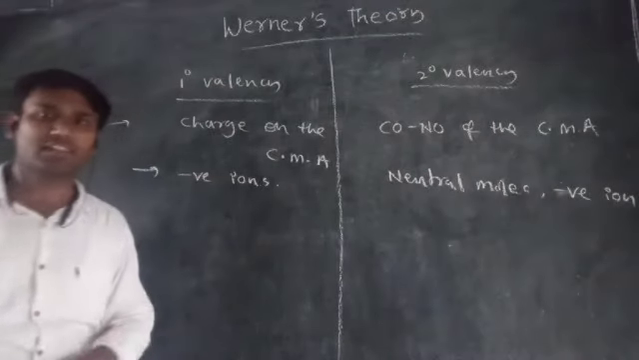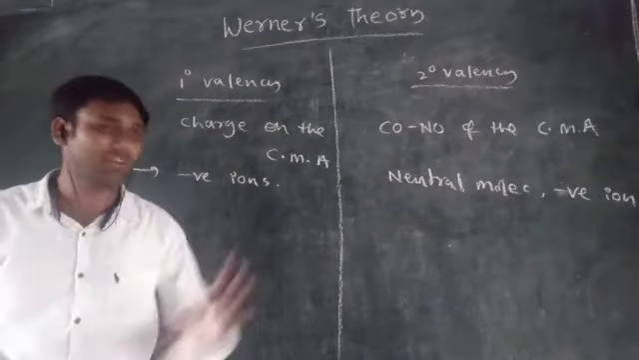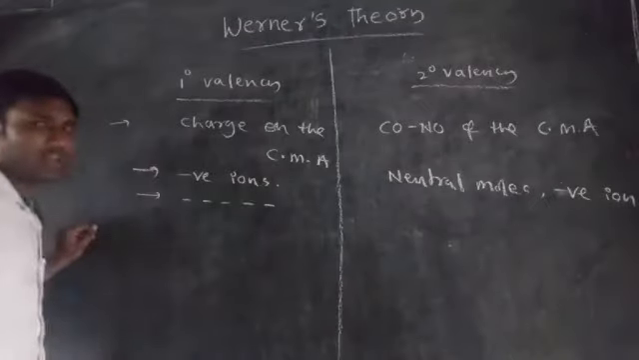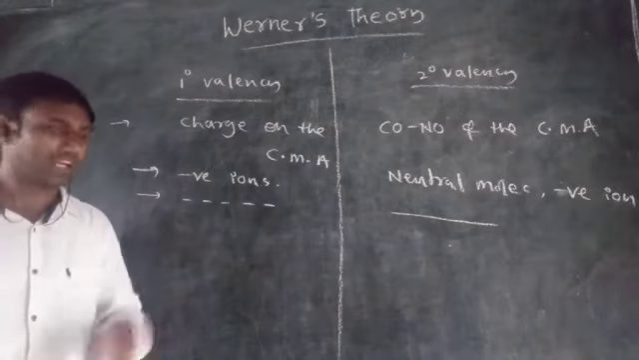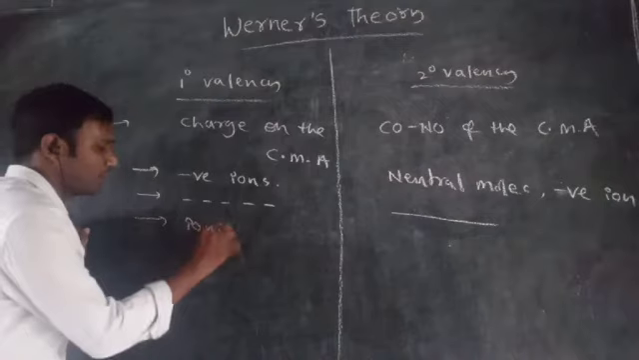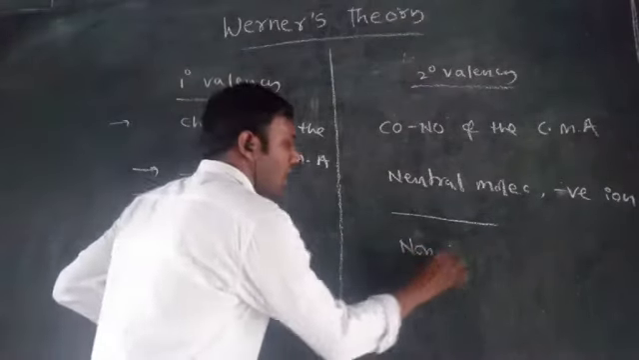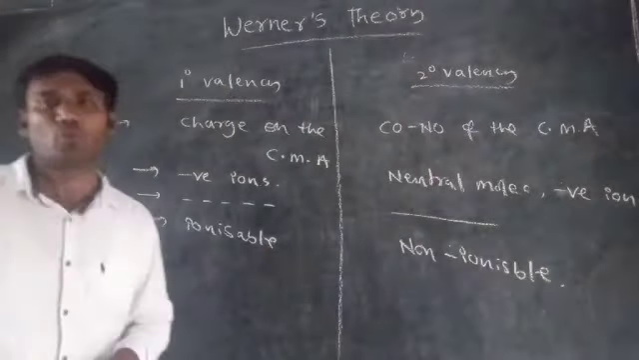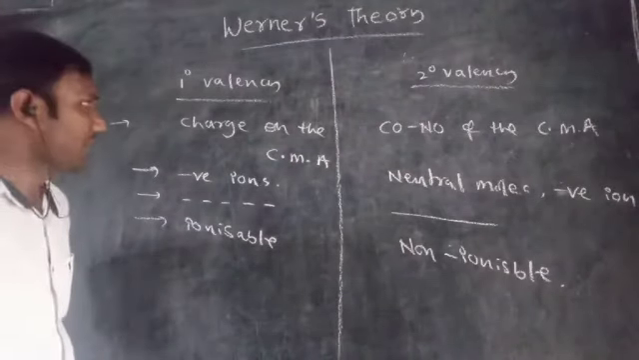Next, primary valency is generally shown with a dotted line, and secondary valency is shown with a thick line. Primary valency we call ionizable valency, and secondary valency we call non-ionizable valency. So these are the characters of primary valency and secondary valency according to Werner's theory.